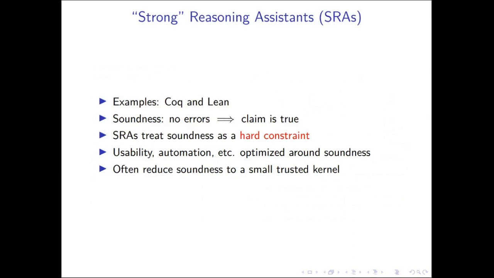Maybe you could think sound reasoning assistance, right? So examples here are Coq and Lean, etc., right? And these are really focused on this notion of soundness, right? And by soundness here, I mean if the tool runs, it says there's no errors, then the claim is really true, and there's no doubt in our minds almost about that. And I think a lot of these traditional reasoning assistants like this tend to think of soundness as a really hard constraint. I mean, Coq and Lean focus a lot on having a small kernel, and then everything else is optimized around reducing down to that small kernel, which we can be really sure is correct. And they treat that as a hard constraint, and they optimize things like usability, automation, etc., around that constraint.